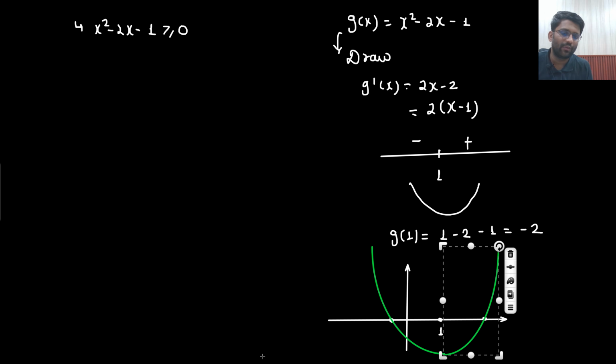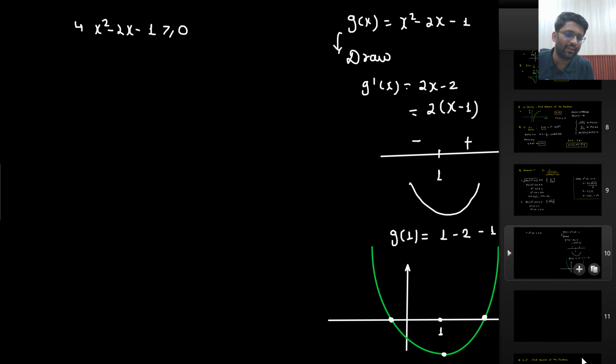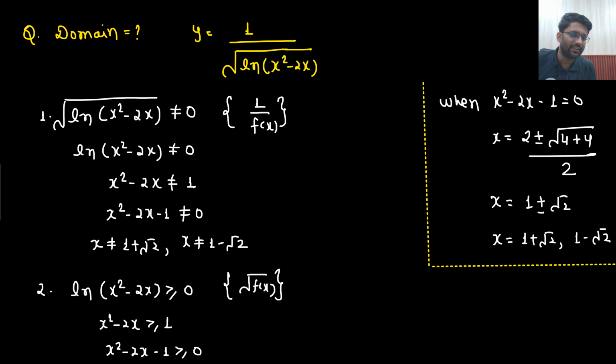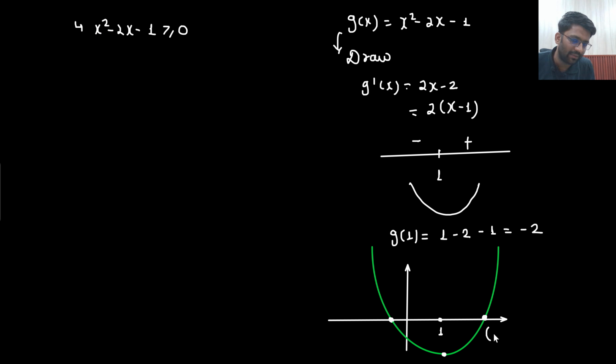So can anyone tell what will be these points? At 1 the value was minus 2. This value is minus 2. What will be these points? Can anyone tell? Yes sir, when the graph is becoming 0. And have we found out those points? Yes sir, absolutely we have found out. Those points are nothing but 1 plus under root 2 and 1 minus under root 2. So this point is nothing but 1 plus under root 2 and this point is nothing but 1 minus under root 2. Say yes or no. Right?